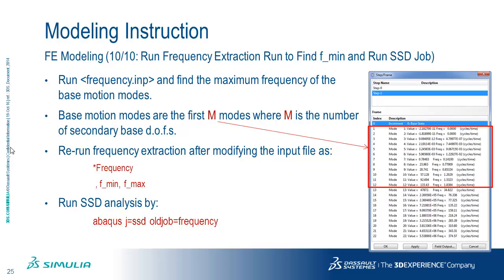So how can you do that? You can specify the minimum, or the minimum and maximum frequency, so that the minimum frequency is greater than the maximum base motion frequency. In that way, you can exclude the base motion modes from the calculation, okay?